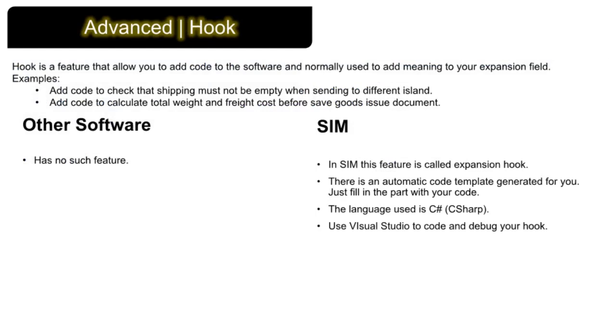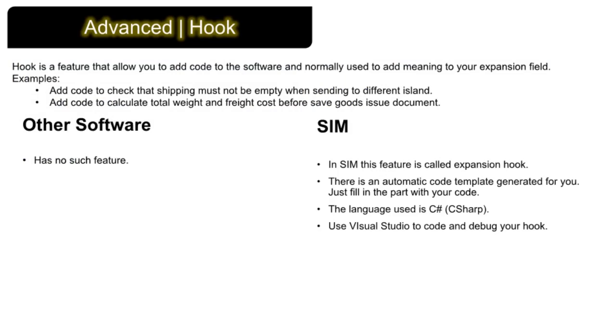Expansion hook, or hook for short, is a feature that allows you to add code to the software and is normally used to add meaning to your expansion field. Example: add code to check that shipping must not be empty when sending to a different island. Add code to calculate total weight and freight cost before saving a goods issue document.